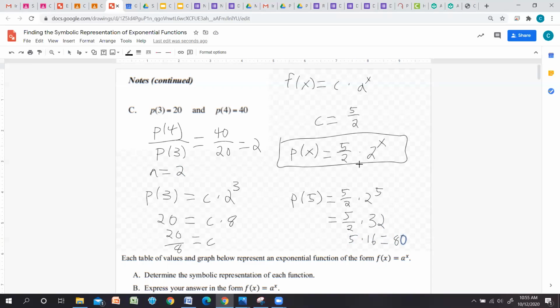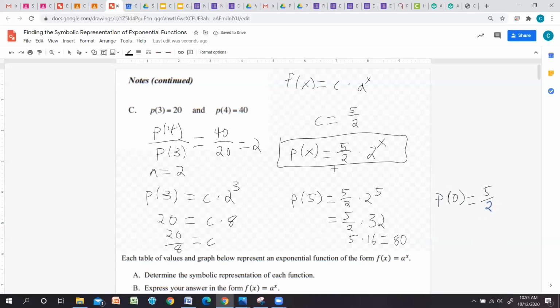You could also, if we tried to graph it, we would know we'd start at 5 halves, and we know P of 0 should be 5 halves. This is just to show that we can apply this and find the values. 5 halves times 2 is 5, times 2 again is 10, times 2 again is 20, so it agrees with what we're saying.